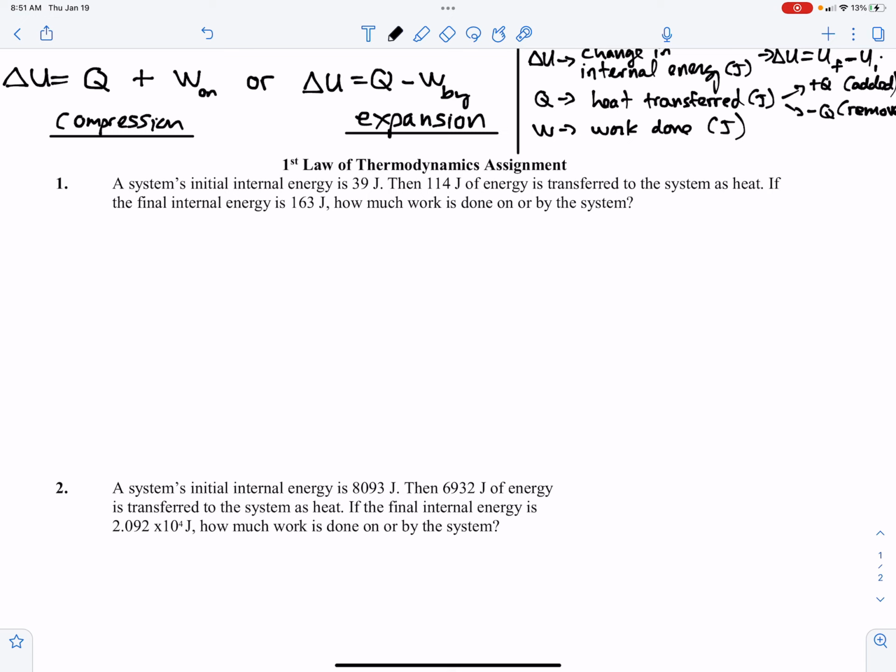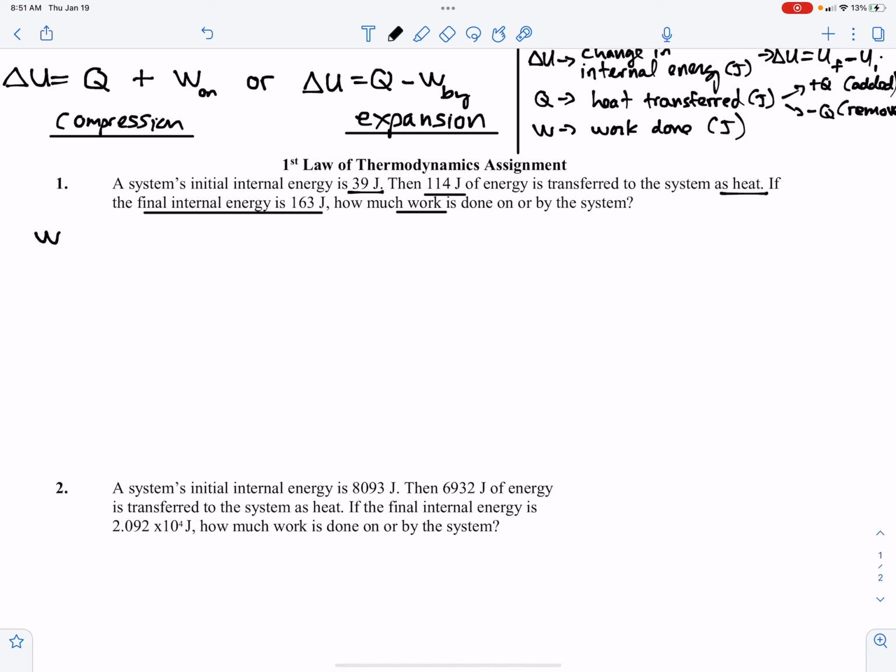A system's internal energy is 39 joules, the initial internal energy. If then 114 joules of energy is transferred to the system as heat, the final internal energy is 163 joules. How much work is done?